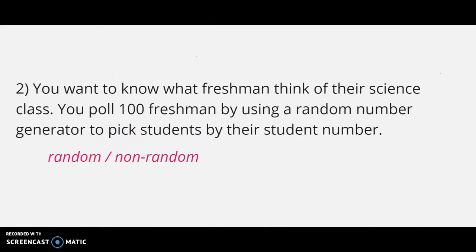Alright, let's look at number two here. You want to know what freshmen think of their science class. You poll 100 freshmen by using a random number generator to pick students by their student number. Okay, so here it tells right away we are random. We got 100 freshmen, a pretty large sample, good enough to do, and it's assumed almost all freshmen take a science class, given it's a basic class. This would be considered a true random sampling.